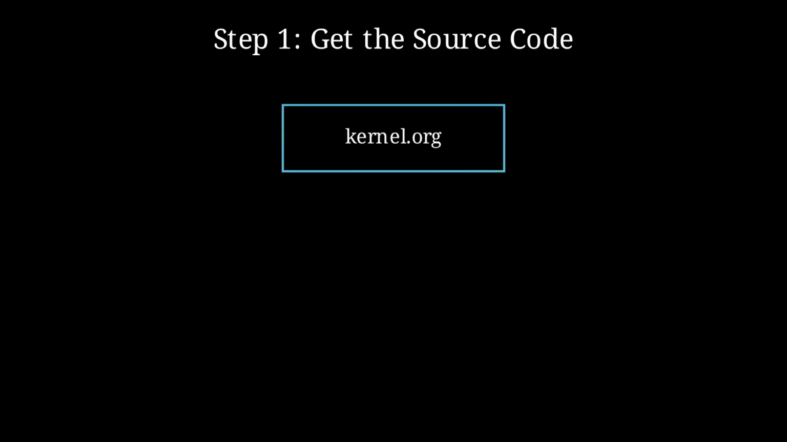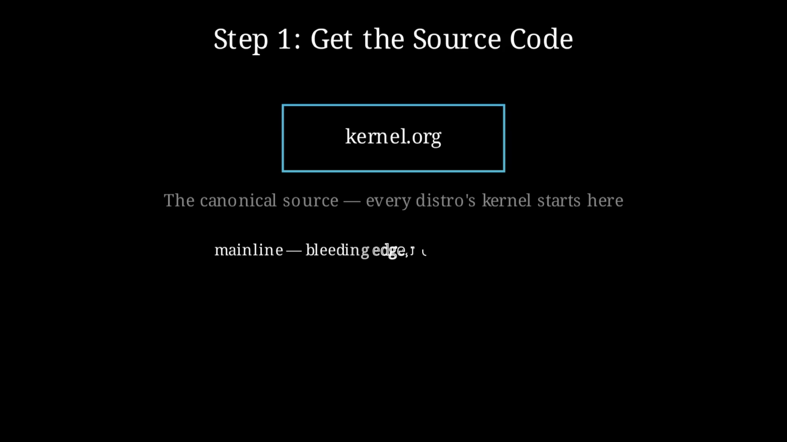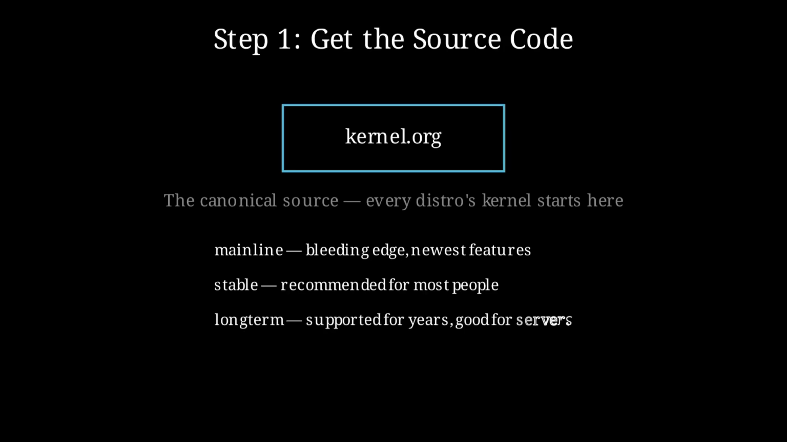Step 1. Get the source code. Every distribution's kernel starts from the exact same place, kernel.org, the canonical source. There are 3 branches worth knowing. Mainline is the bleeding edge, newest features, less tested. Stable is what's recommended for most people. Long-term is supported for years, which is what you'd want on something like a server you don't want to keep repatching. You grab the source with a simple git clone command, pointing at whichever branch and version you want.